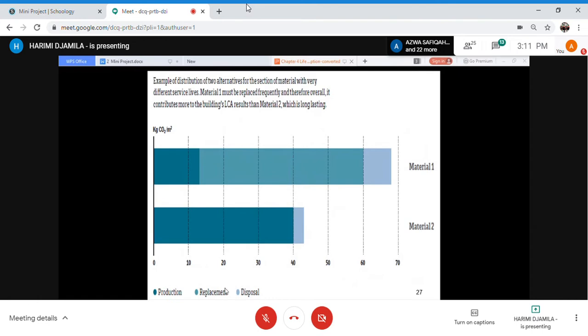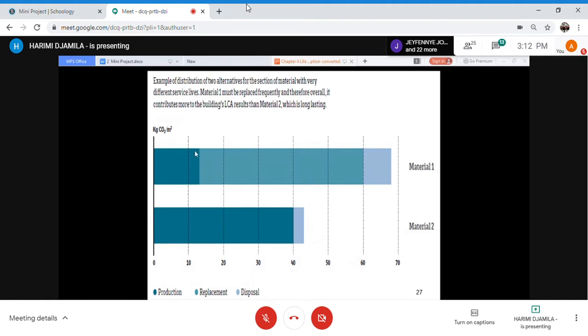There will always be a replacement stage. Here you observe the replacement stage, as shown. For example, the material is not specified. It's general information. The replacement for material 1 is higher than for material 2. So even though material 1 at the production stage didn't generate a lot of carbon dioxide compared to material 2, which is obvious.